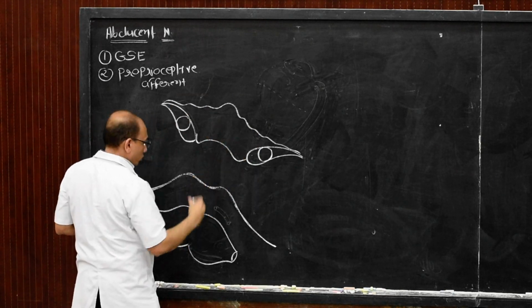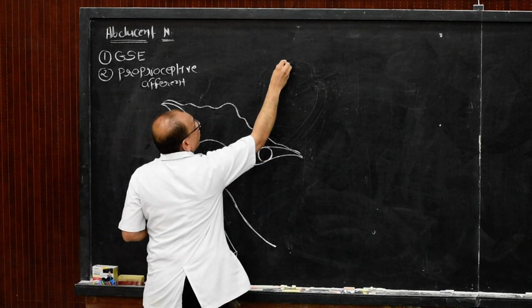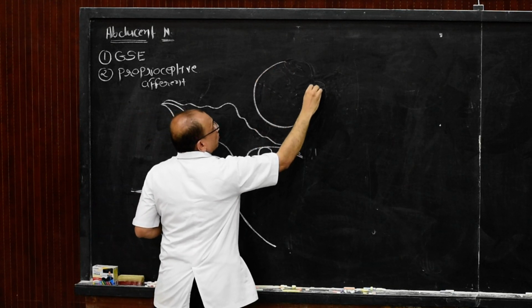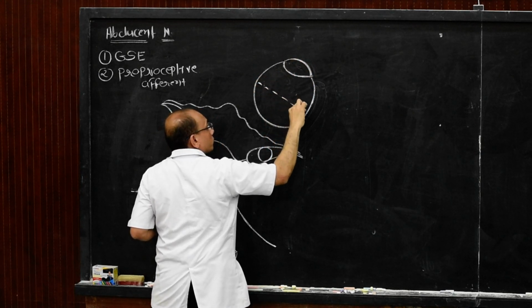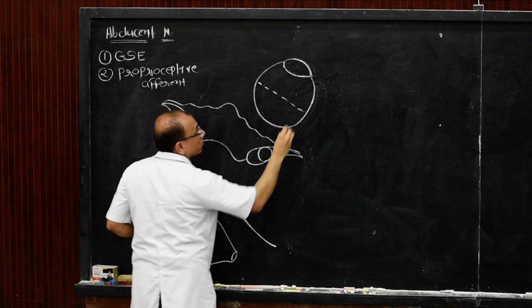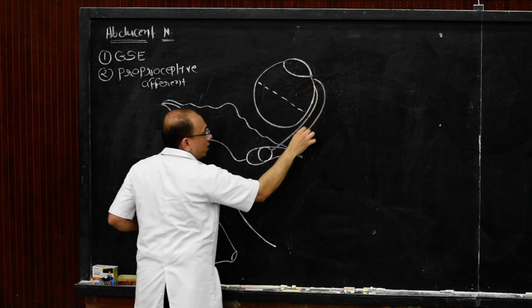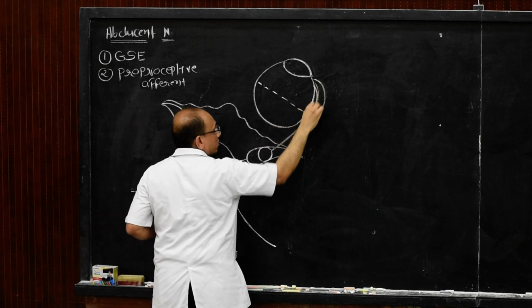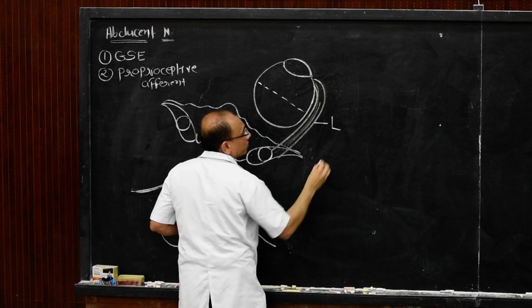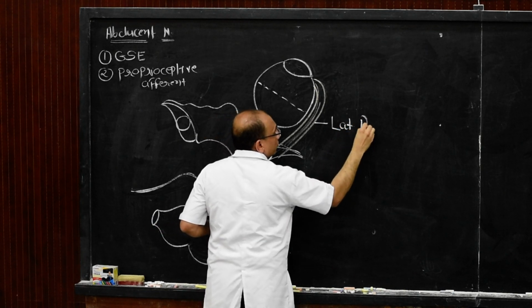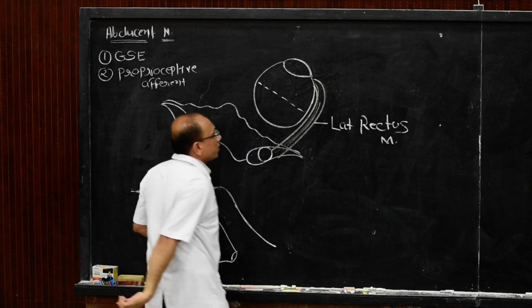When we remove the orbital plate of this frontal bone, you can identify here the eyeball. This one is the eyeball, and here I am drawing one muscle, which is supplied by the abducent nerve. This muscle is called the lateral rectus muscle.